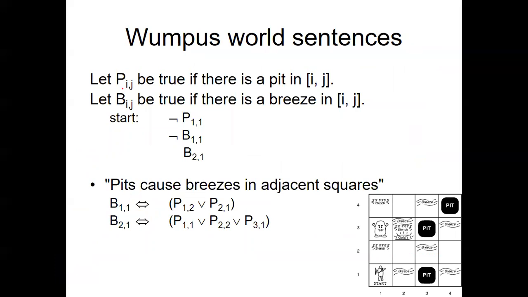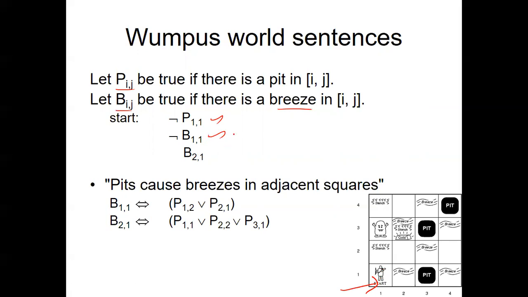So now how we are going to use this propositional logic in Wumpus world. Let Pij be true if there is a pit in i comma j. So if there is a pit in i comma j, then we say that Pij is true. Similarly, let Bij be true if there is a breeze in i comma j. So if there is breeze in the cell i comma j, then we represent that as Bi comma j, right? So initially the agent is starting at cell 1 comma 1. So in this cell 1 comma 1, there is no pit. So we are saying that not P1,1, there is no pit. And the agent is not sensing any breeze. So we say that it is not B1,1, right?